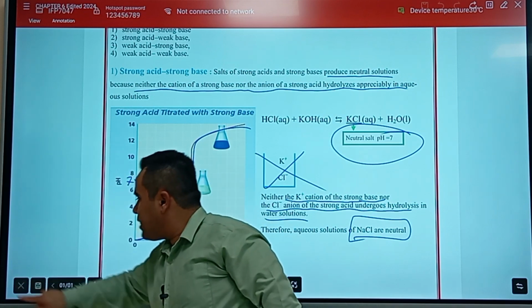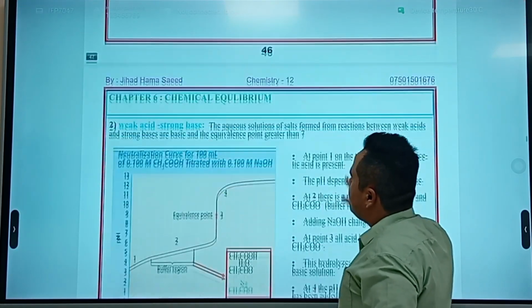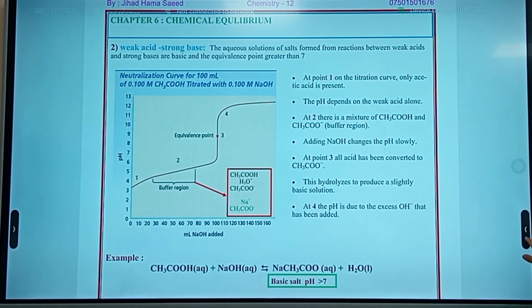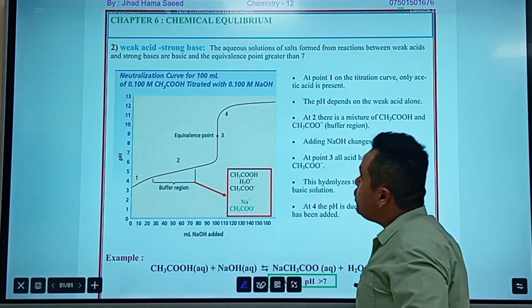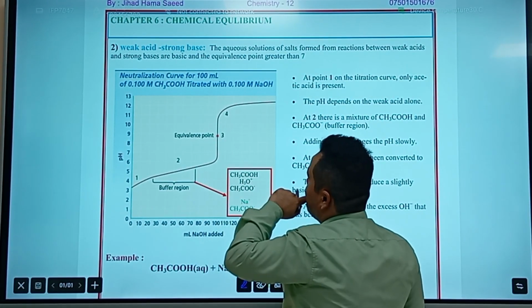The pH is 7. Let us talk about the second titration between acids and bases, which is strong base and weak acid.